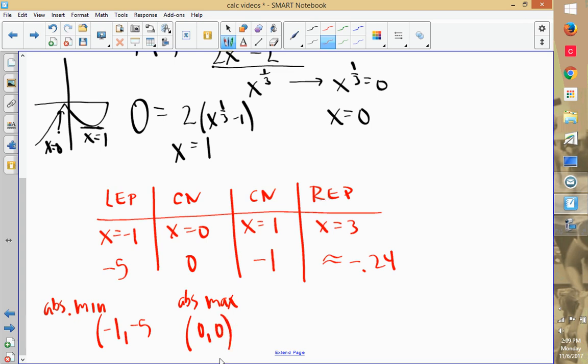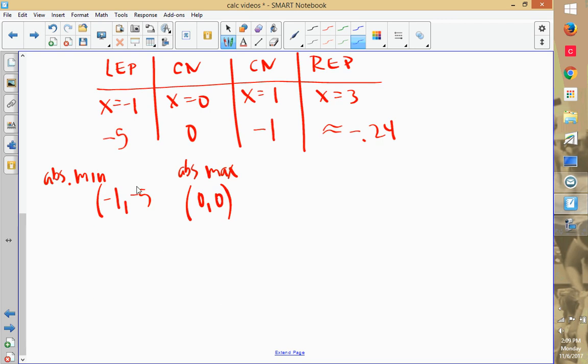Now, one thing that a lot of students mess up on: keep in mind what these coordinate points mean. The x-coordinate is where it happens, but the y-coordinate is the actual value. So if the question asks what's the absolute maximum value, you're not answering with an x-coordinate. You're actually answering with the y-coordinate.